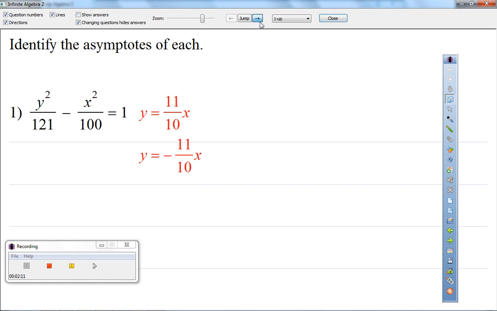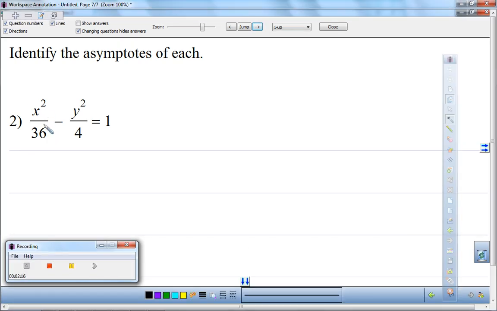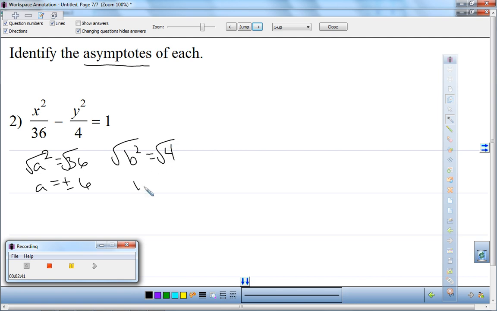Alright, let's look at another example. Here we have x squared over 36 minus y squared over 4 is equal to 1. So we have a hyperbola again, and again we're going to come up with the asymptotes. So this time a squared is equal to 36. We take the square root, and a is equal to plus or minus 6. And we'll do the same thing to find b. So b squared is equal to 4. Take the square root of both sides, and b is equal to plus or minus 2.